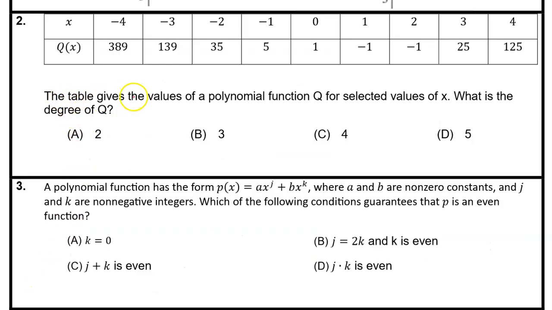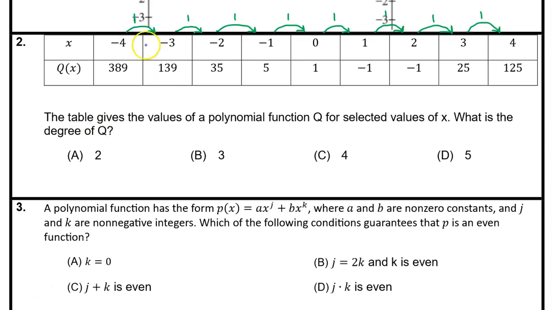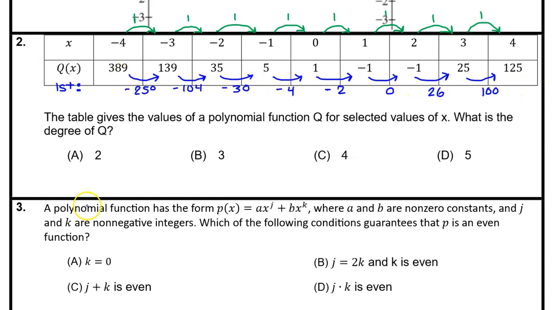Number 2, the table gives the values of a polynomial function q for selected values of x. What is the degree of q? Since the input values have a common difference, we can use the differences of the output values to figure out the degree. The trick is, if the first differences are equal, then the degree is 1. If the second differences are constant, then the degree is 2. If the third differences are constant, then the degree is 3, and so on.